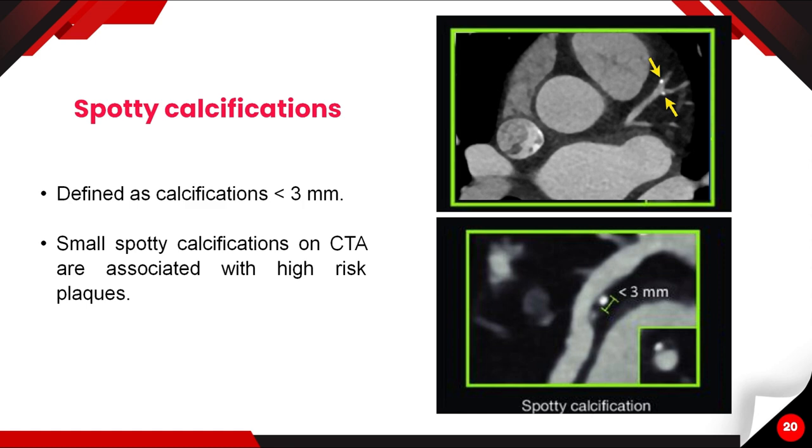Spotty calcifications: when the plaque has calcifications less than 3 mm, it is called spotty calcifications. The spotty calcifications on CT coronary angiography are associated with high risk plaques.